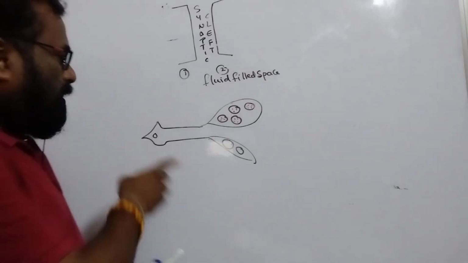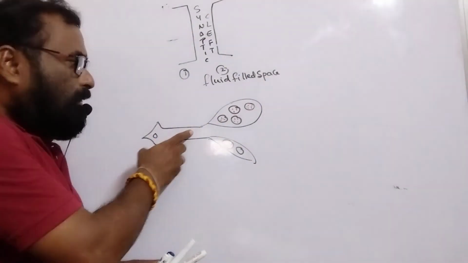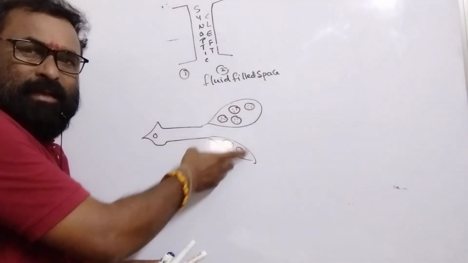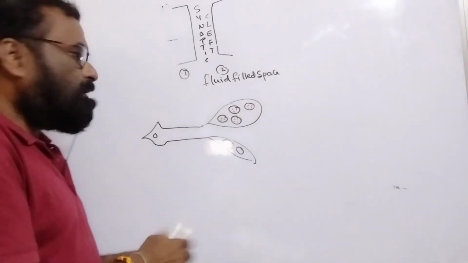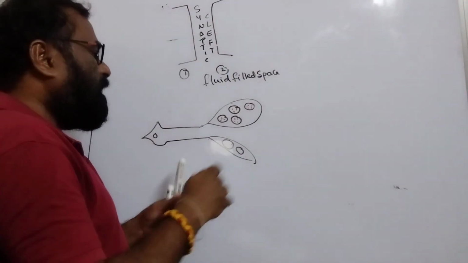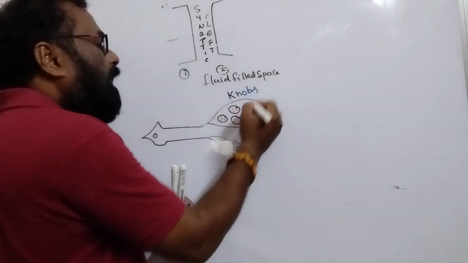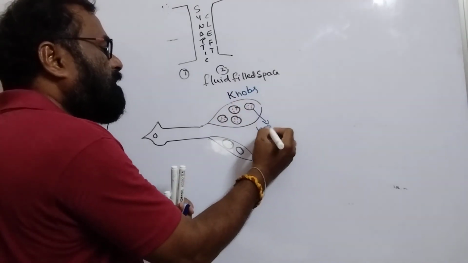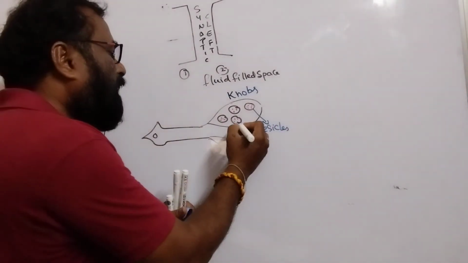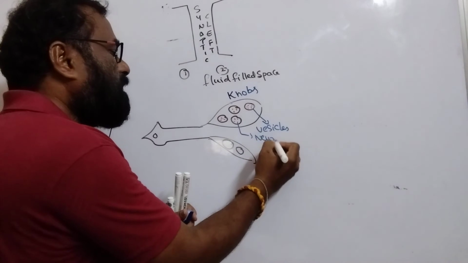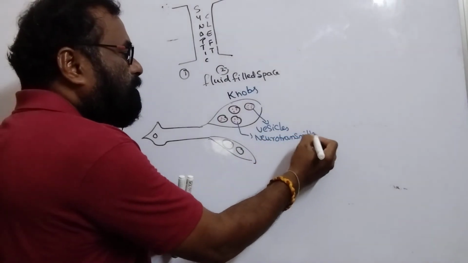This is the nerve cell. This is the axon fiber. The axon fiber has axon terminals, which are called synaptic knobs. Synaptic knobs have synaptic vesicles, and synaptic vesicles have neurotransmitters.